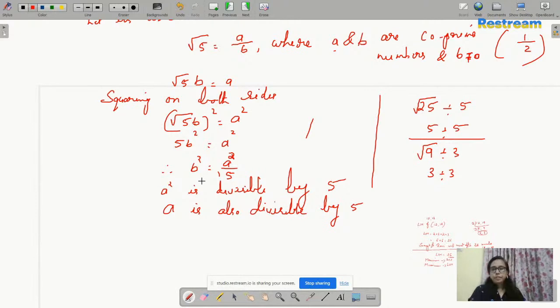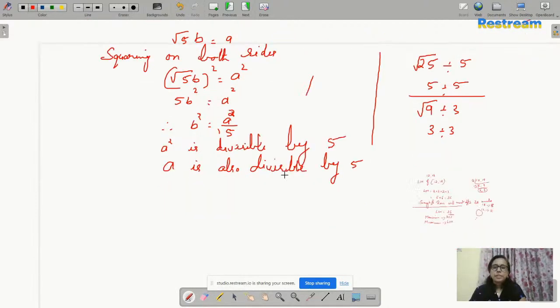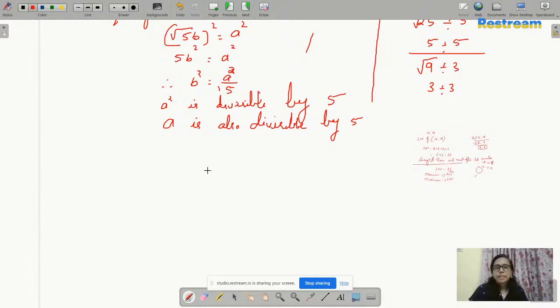Okay. Now if A is divisible by 5, what is the meaning of A is divisible by 5? I'll tell you. If you are understanding this concept, you can write it easily. No need to mug up, no need to study by heart. Like how we study social, history, geography and all, sometimes we study all the names by heart, and most of the children are doing that. But there is no need if you are understanding the concept.